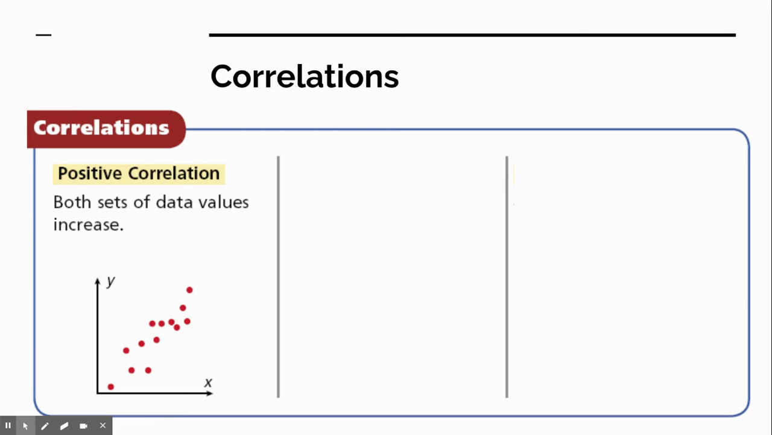This is where both sets of data values actually increase. So as your x-axis is increasing, the y value is also increasing. As we can look at that example, the dots are going up, kind of in a linear positive line.